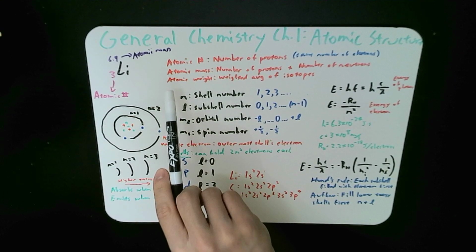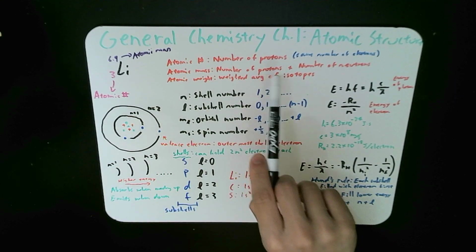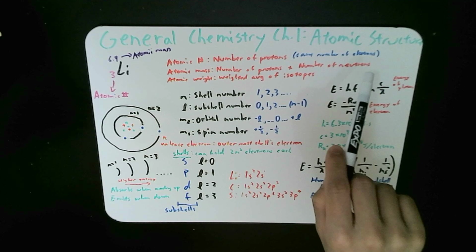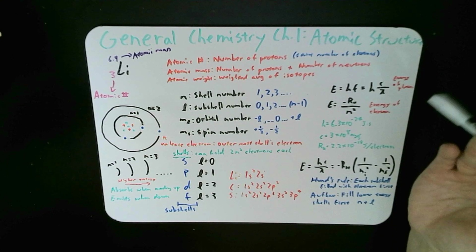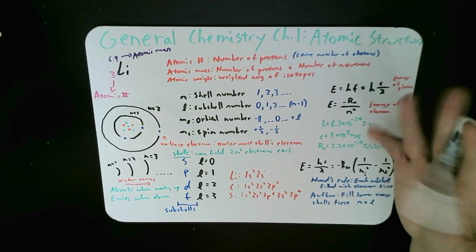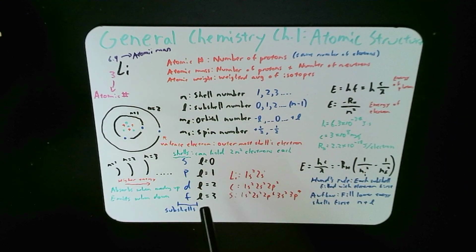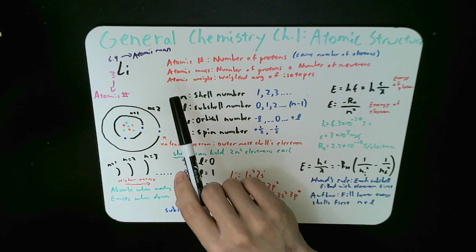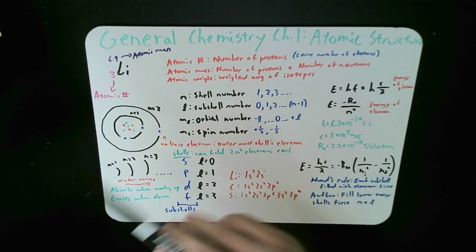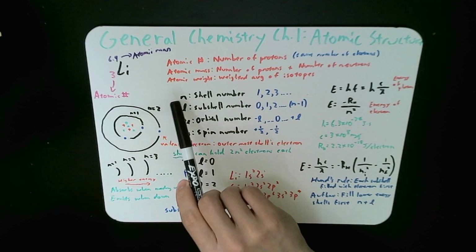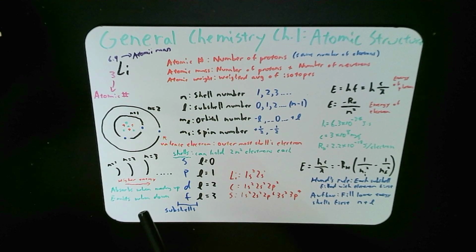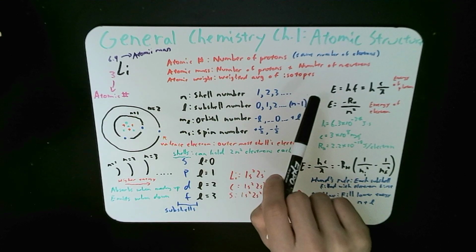For atomic mass, it is the number of protons plus the number of neutrons. And if we recall from grade 5, maybe grade 4 science, protons and neutrons are found in the nucleus, while the electrons are outside in orbits. The atomic weight is the weighted average of isotopes.